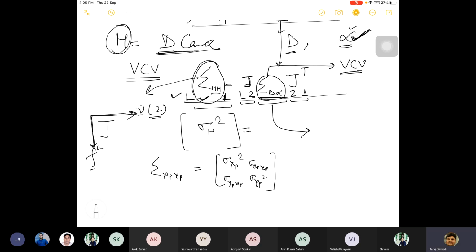Now see, the moment I call everyone by name, you see your attentiveness. You are following every content. Otherwise, you will be just listening as if a theory class is going on. No, this is not. So the matrix would be sigma d square, sigma d alpha, sigma alpha d, and sigma alpha square. That's it. Very good. Very nice.